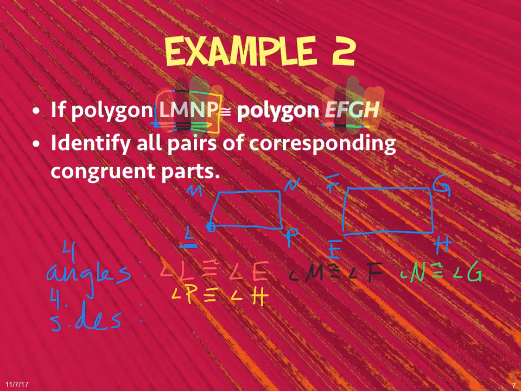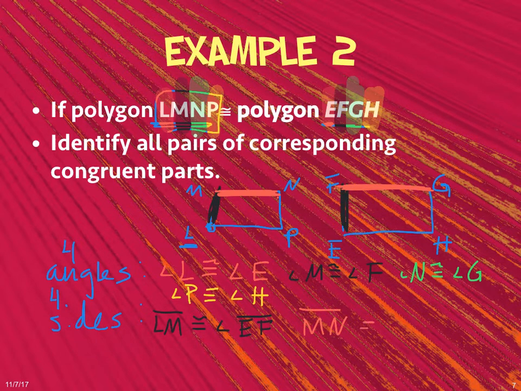Now we have 4 congruent sides. So we can look at the pictures that we drew and start with the left side. So the left side is congruent to the left side. So we have segment LM is congruent to segment EF. Next we can do the top. So we have segment MN is congruent to segment FG.